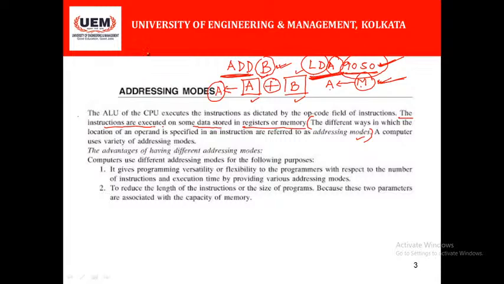Let's take another example, say CMA. CM stands for complement, and A for accumulator register. So what we do, this is accumulator register.